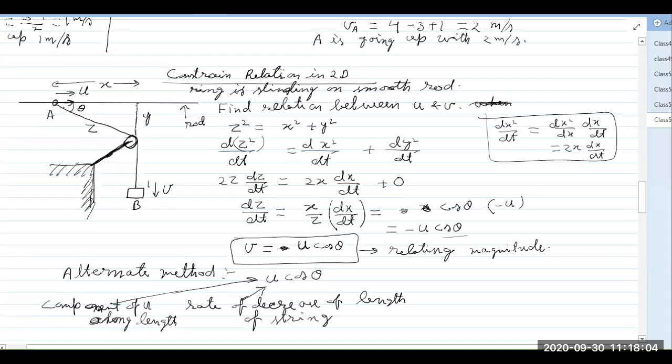Now on the other side, since the string length is fixed, at whatever rate the string is decreasing, by the same rate the string should increase on the other side. So that should be equal to v. So you can directly also write like this. You can take components of velocity along the string and then equate the velocities on the two sides. One side is this, the other side is this. So you can write like this.